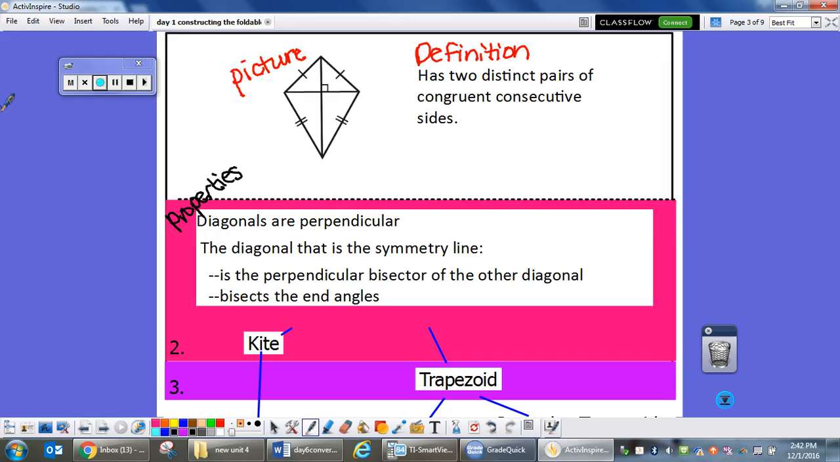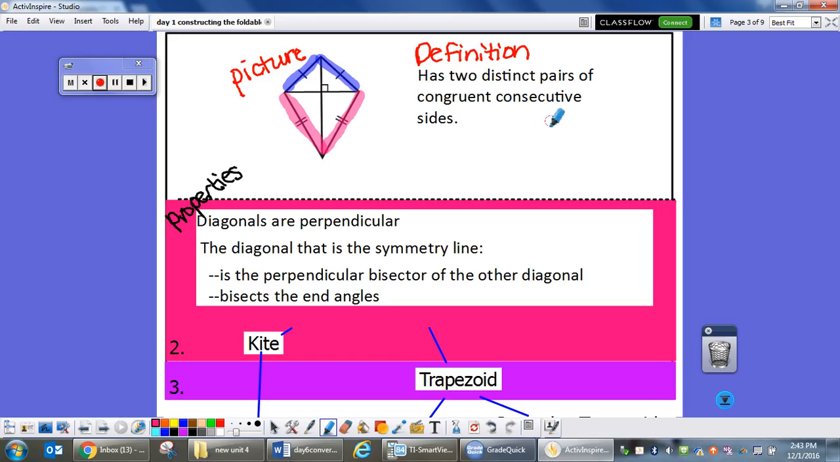Okay? So once you're done gluing that, you're going to highlight some key facts. So in a kite, you have two distinct pairs of congruent sides. So this side is congruent to that side, which you can see through the tick marks, but I would highlight them. And that side is congruent to that side.